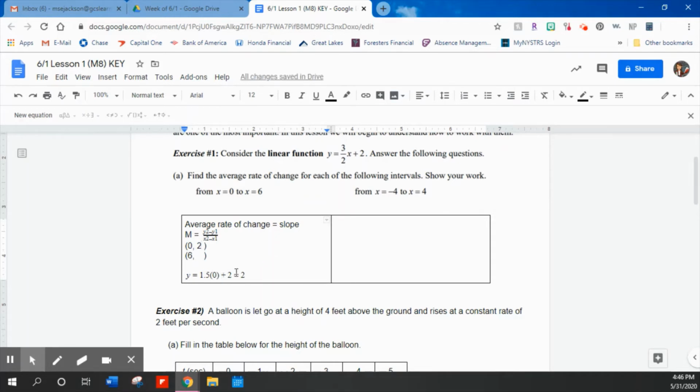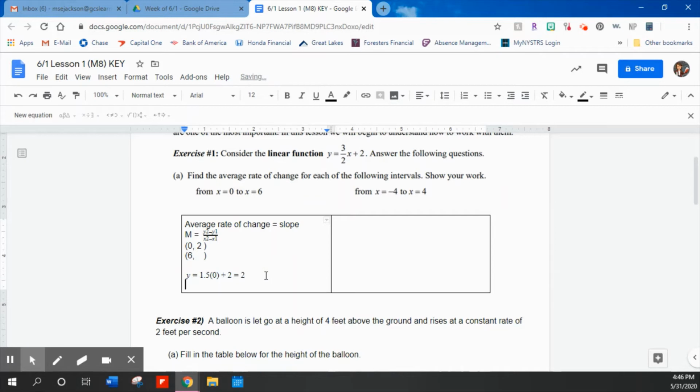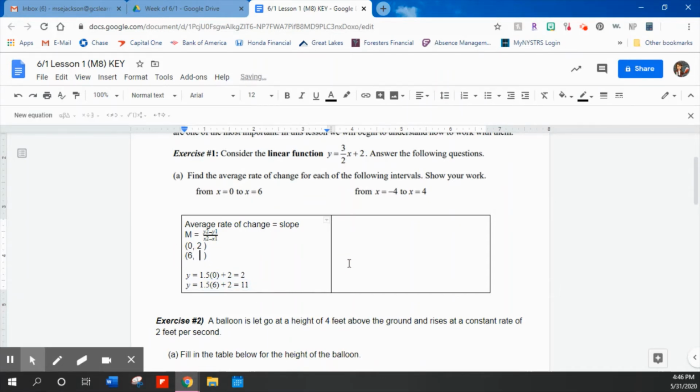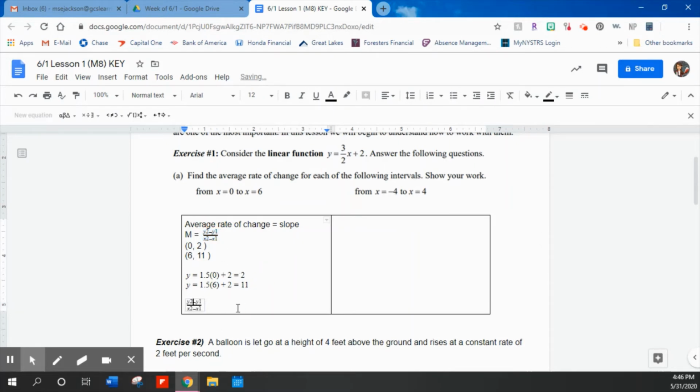Now we have to do the same thing, except instead of plugging in 0, we have to plug in 6. Again, you can type all of that into your calculator. We should get 11. So that's that y coordinate right there. Okay, now we have to plug it into our formula. So y2 is, so I can't really label these on here. y2 is going to be 11 minus 2 all over x2, which is 6 minus 0.